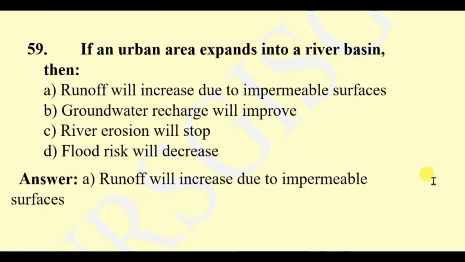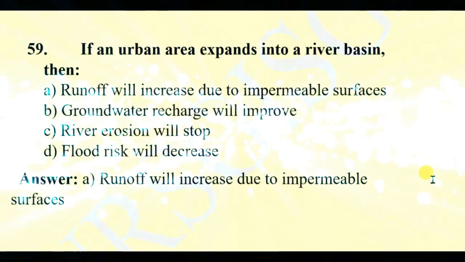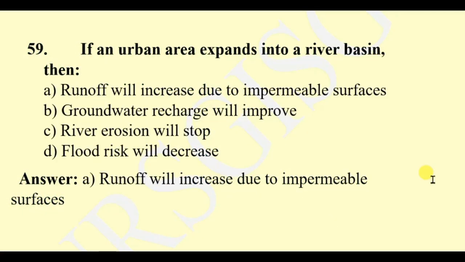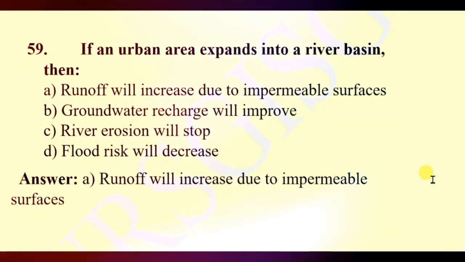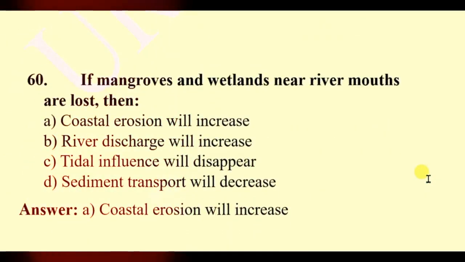Question 59. If an urban area expands into a river basin, then runoff will increase due to impermeable surfaces, groundwater recharge will improve, river erosion will stop, flood risk will decrease. Here the right answer will be runoff will increase due to impermeable or cemented surface. Question number 60. If mangroves and wetlands near river mouths are lost, then coastal erosion will increase, river discharge will increase, tidal influence will disappear, sediment transport will decrease. Here the right answer will be coastal erosion will increase.